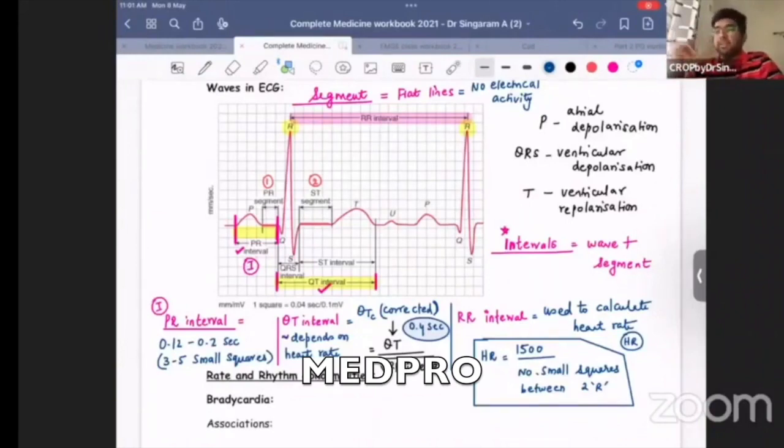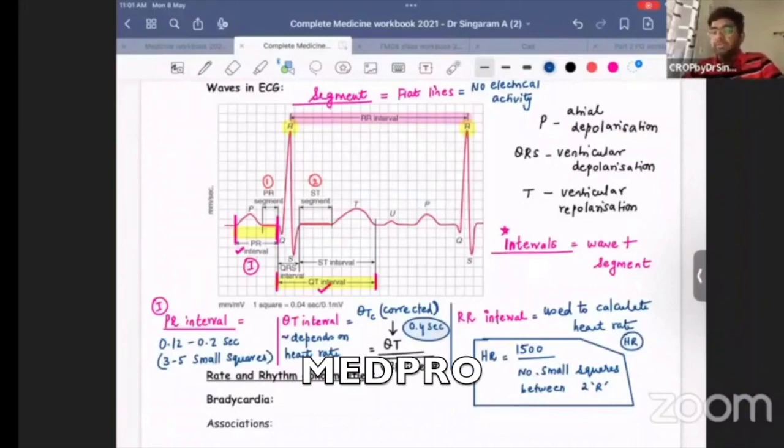Then we have segments. Segments are the flat lines, and there are two segments which you should know: the PR segment and the ST segment. They don't have much significance except in a few cases of MI, which I'm going to tell you. Third, very important, are the intervals. Intervals are a combination of waves plus segments. The PR interval represents the time taken for the travel of impulses from the atrium to the ventricles.